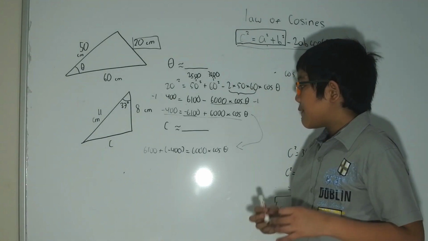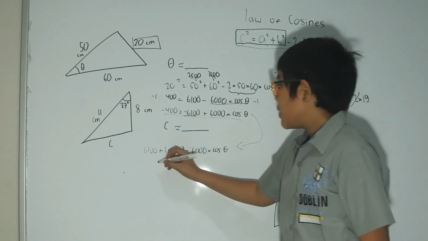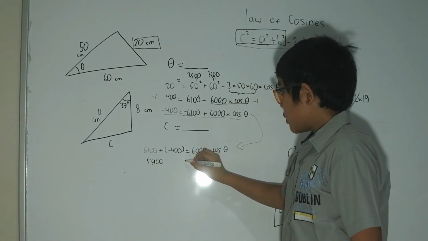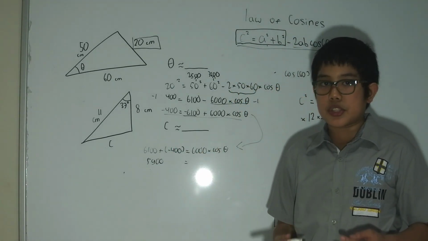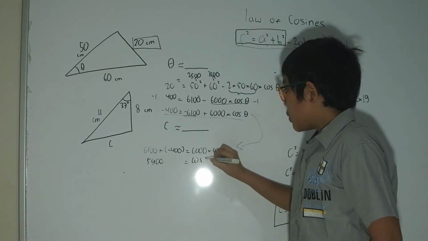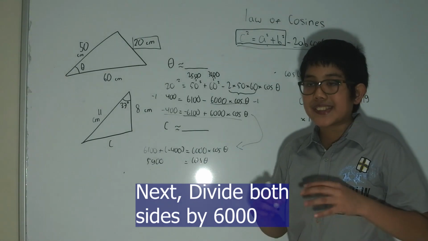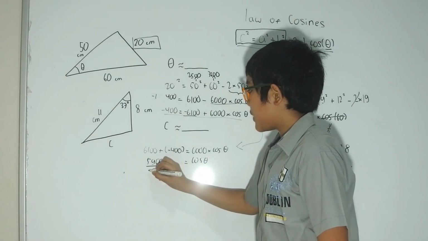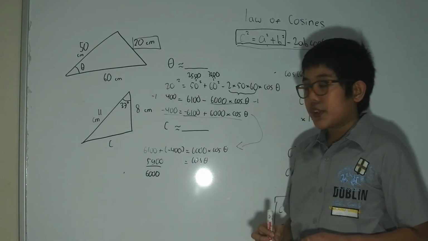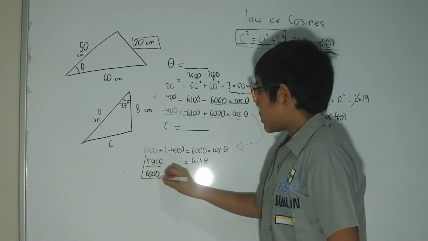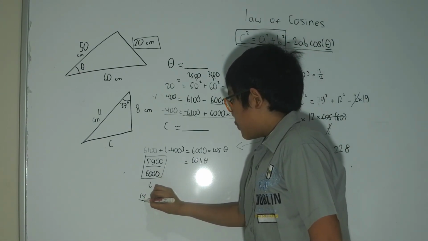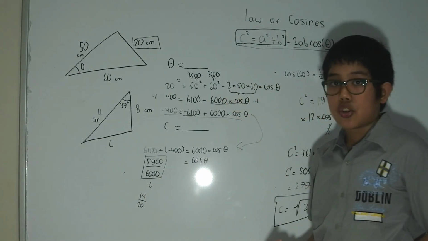So then, what's 6100 minus 400? That's basically 5900. So 5900. But in here, we get 6000 times cosine of theta. We only want cosine of theta. So how do we do that? We divide both sides by 6000. So then, we can just simplify it. This would be equal to 19 over 20.